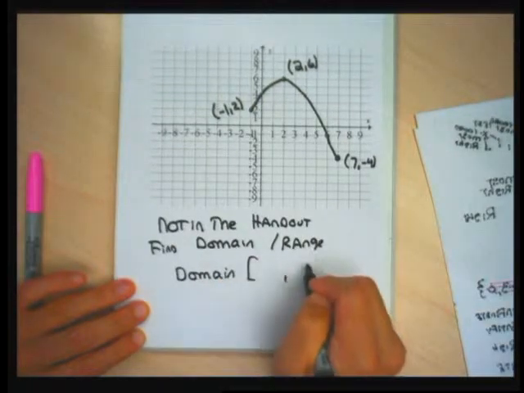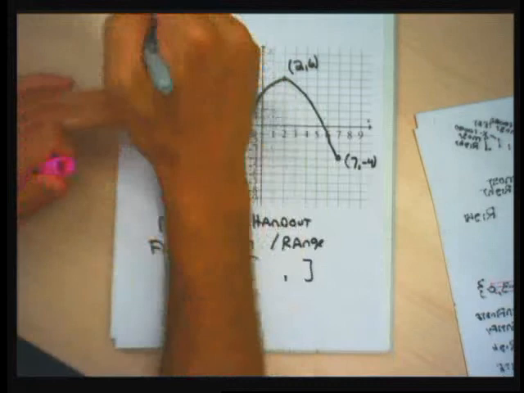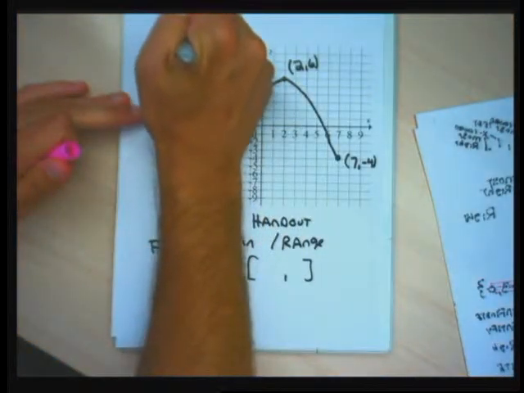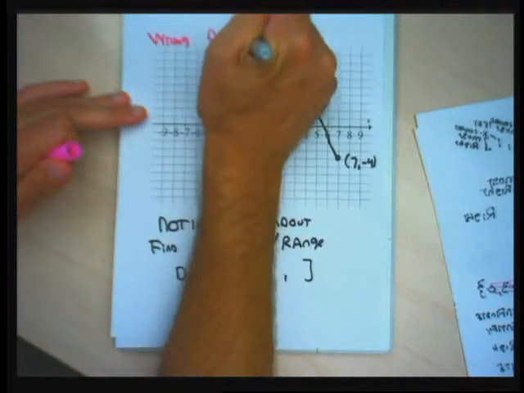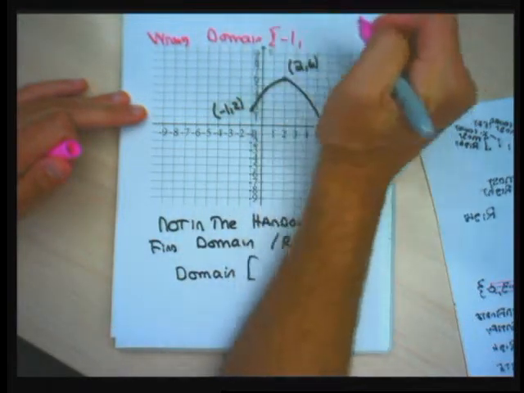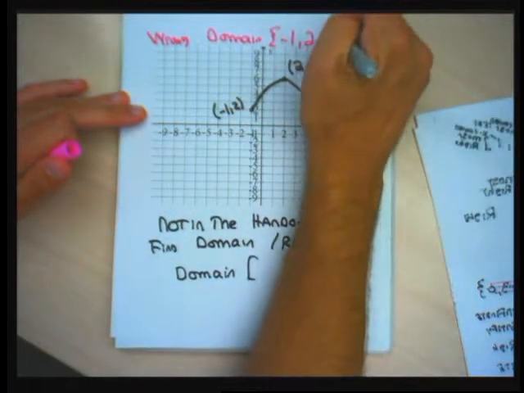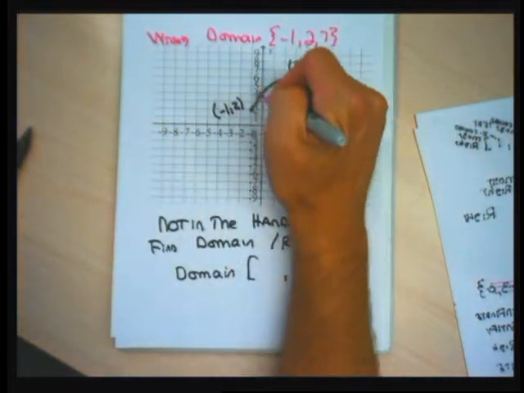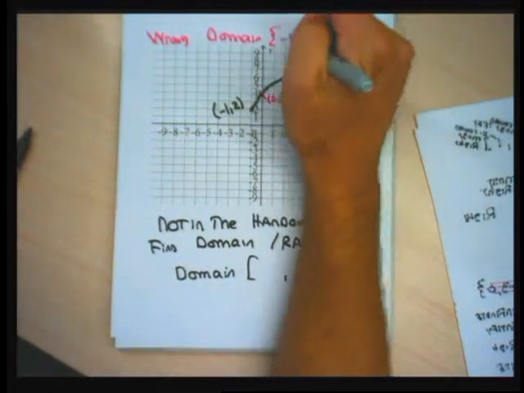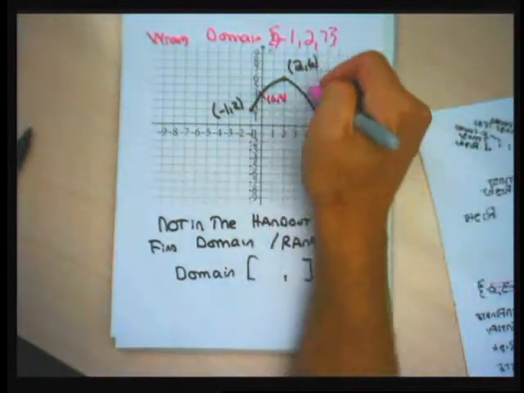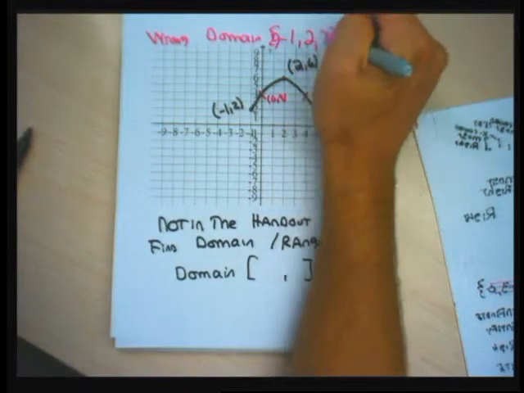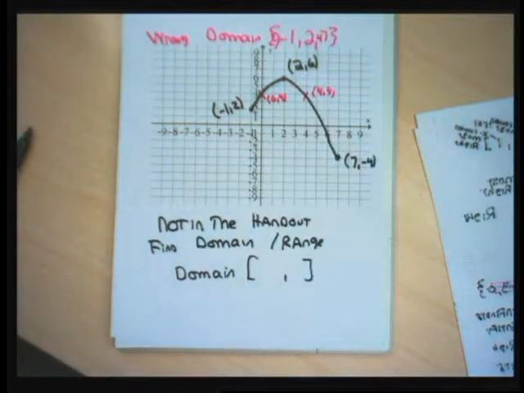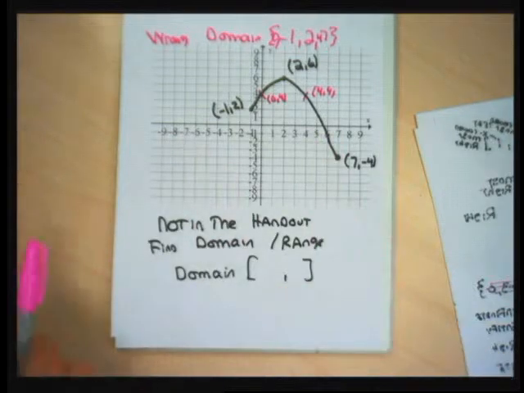Again, it would be wrong to say the domain is -1, 2, and 7. That would imply the graph only has 3 points, but it has way more than 3 points. Here's the point 0, 4, so 0 would have to be in this listing. Here's the point 4, 4, so 4 would have to be in this listing. So you can't just take the coordinates of the points that are given and write the domain or the range down when the points are connected with some sort of curve.